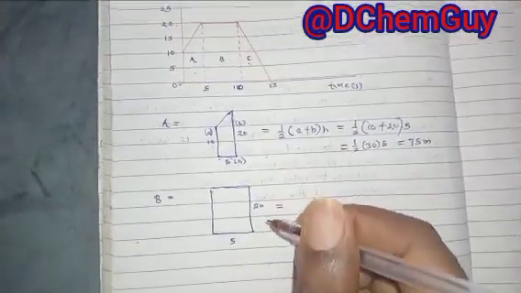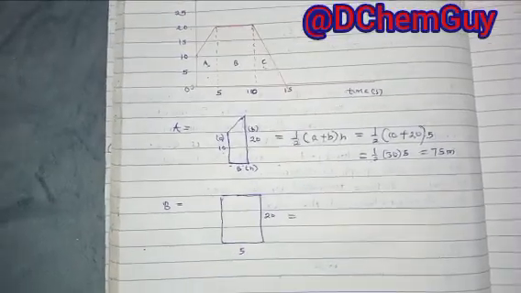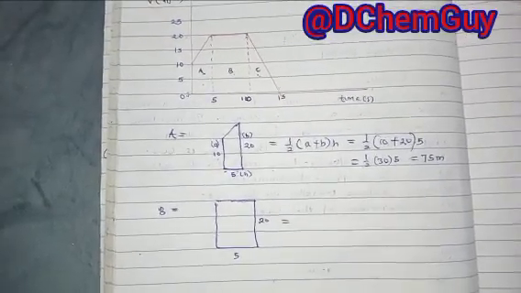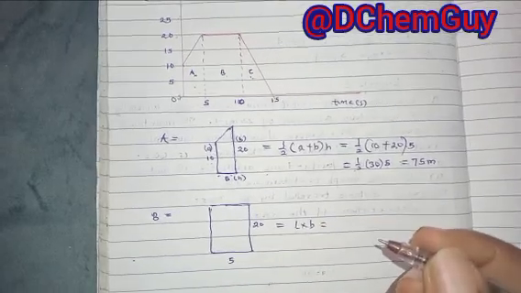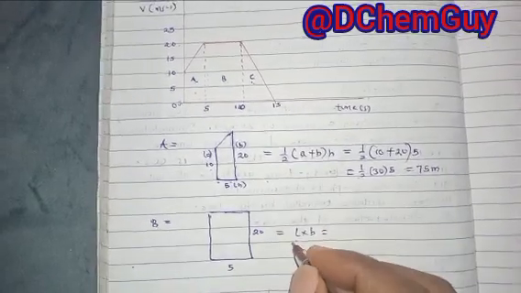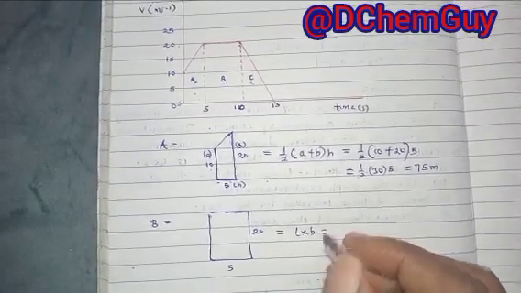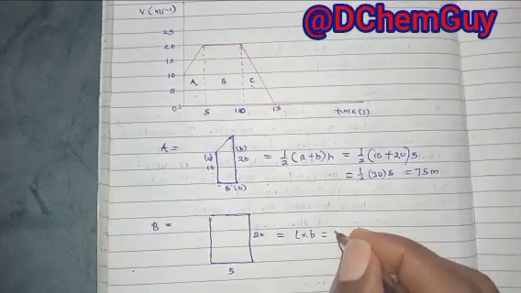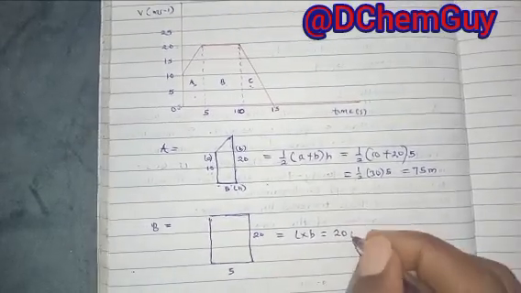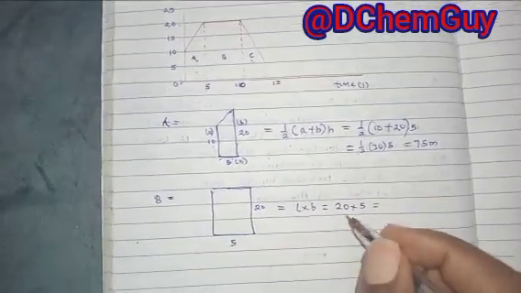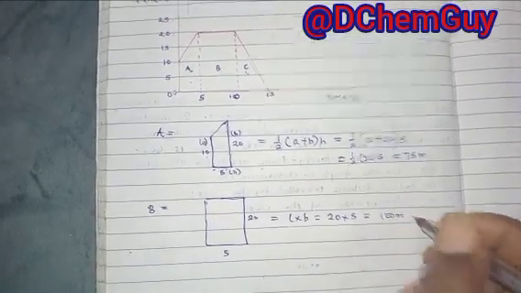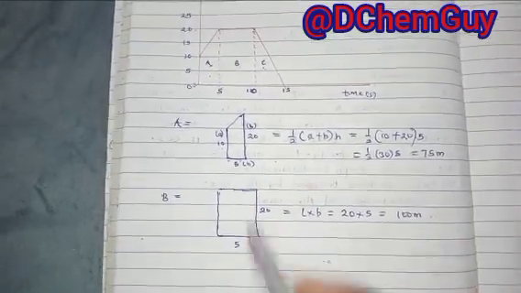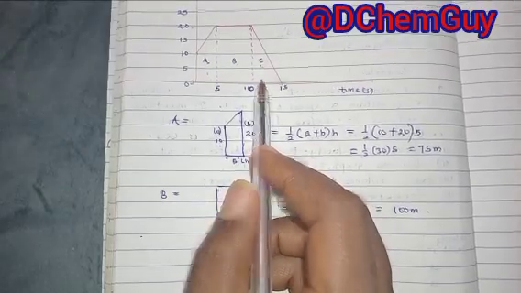So that means this looks like a rectangle. So the area of a rectangle is length times breadth. Our length here is 20 and our breadth here is 5. So if you do 20 times 5, you're going to get 100 meter. Now we can focus on the last area, that is C.